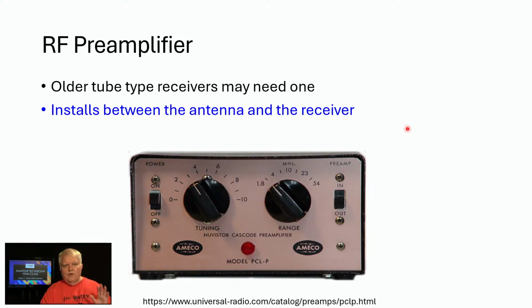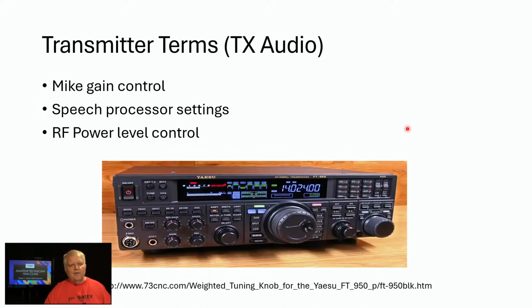All right, we talked about some receiver terms. Let's talk about some transmitter terms. We looked at the mic gain control. There may also be some speech processor settings for compression, which can raise the average power level of your audio signal, which will actually make it louder at distance so that your signal might get through better.